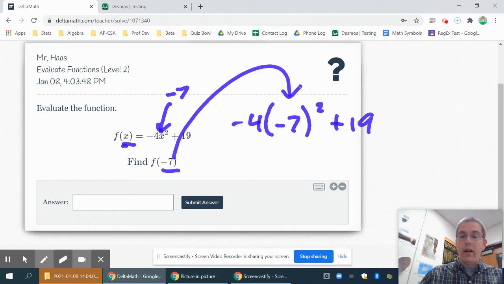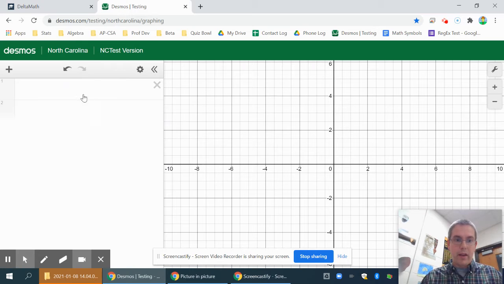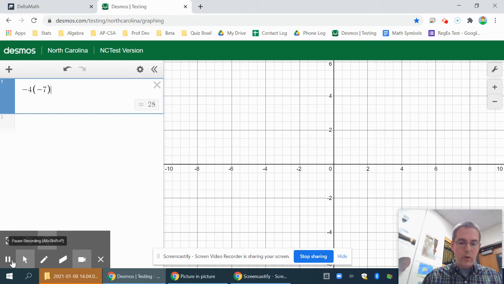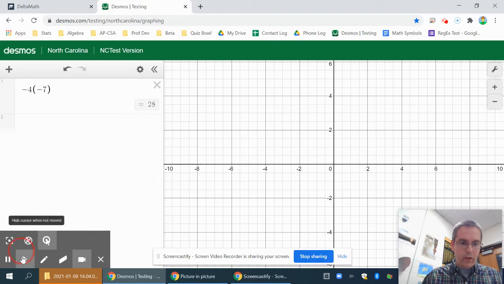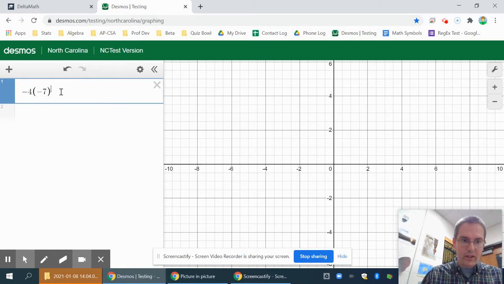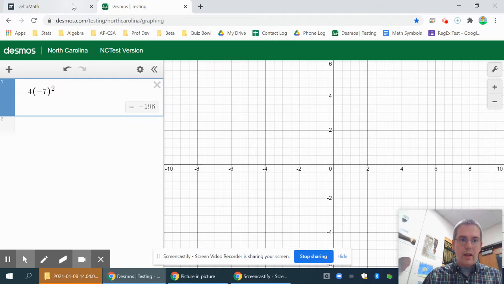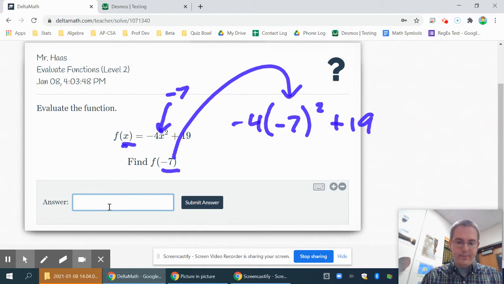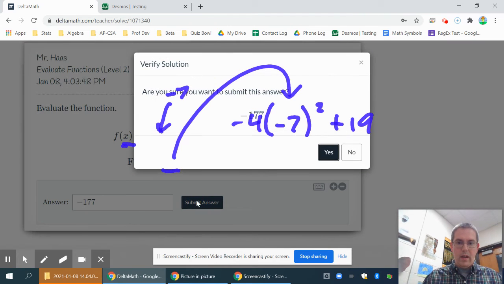Now you can work this out, I guess just on paper or in your head, or you can type it into Desmos. So if I type it into Desmos, I have a -4, parenthesis -7. And to get my square, I can do a Shift-6 makes an exponent, or I can go in the little corner here and get an exponent option. It's kind of hidden by my other toolbar, so I'll just do Shift-6. We'll make an exponent. And I think it was a plus 19 on the end. So that gives me an answer of -177. And that is how you do these.